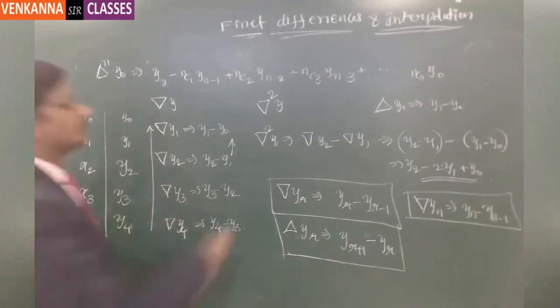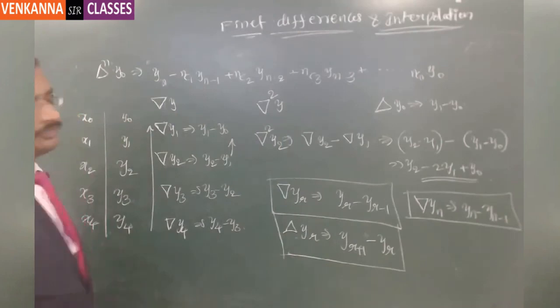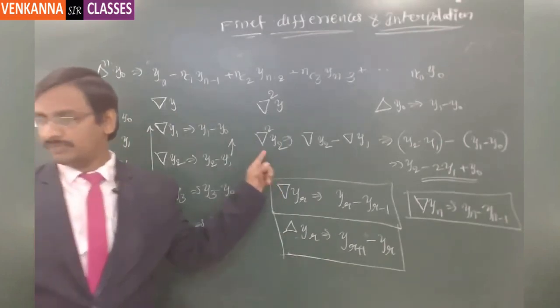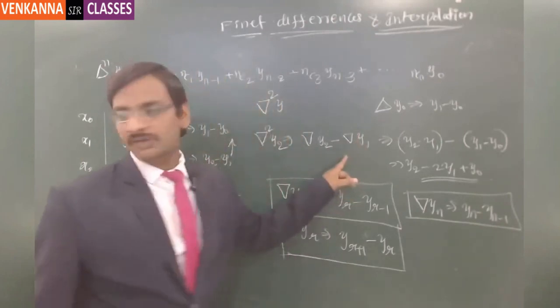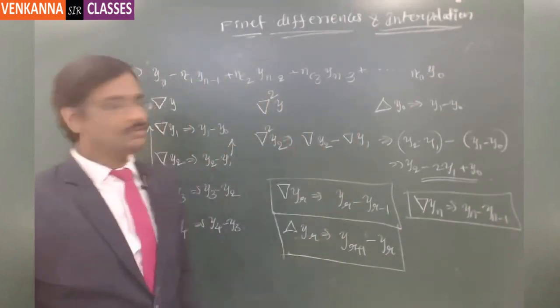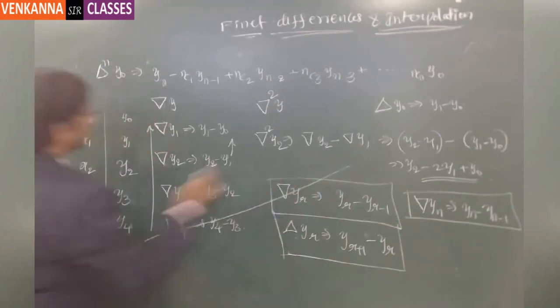Yeah, so you are right. This is actually del square of y2. Now it is correct, so that fits your understanding. So del square of y2 is equal to del of y2 minus del of y1. Got it? So actually it comes in this particular format, this kind of triangle.